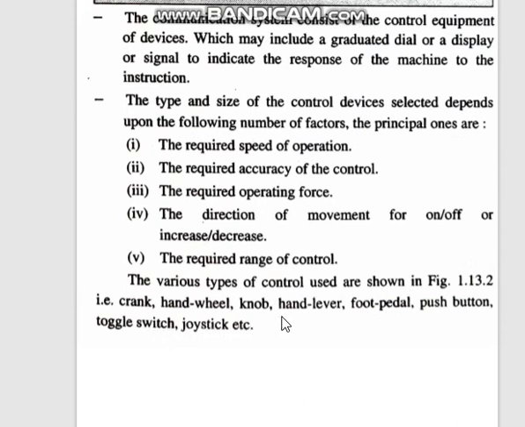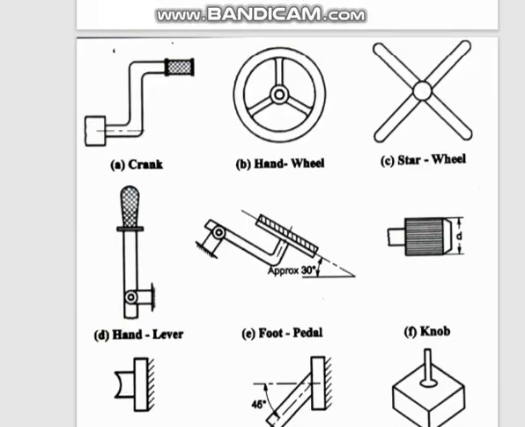Crank, hand wheel, knob, hand lever, foot pedal, push button, toggle switch, joystick, etc. You see, here there are some figures. This is a crank. This is where we hold it in the hand and we rotate. This is a crank. And this is a hand wheel. There are so many hand wheels that we use in the lathe machine, we use even for steering the car as a steering wheel, and so many things. A star wheel, this is also similar to this hand wheel, only that the wheel is not there.